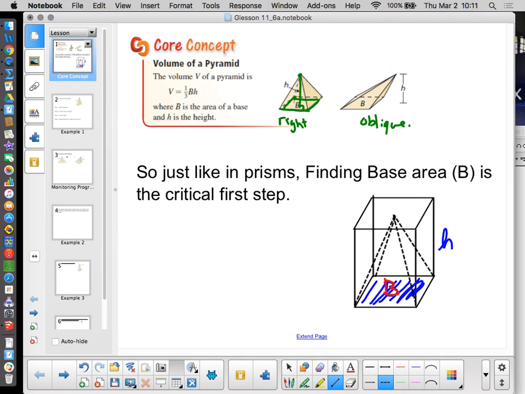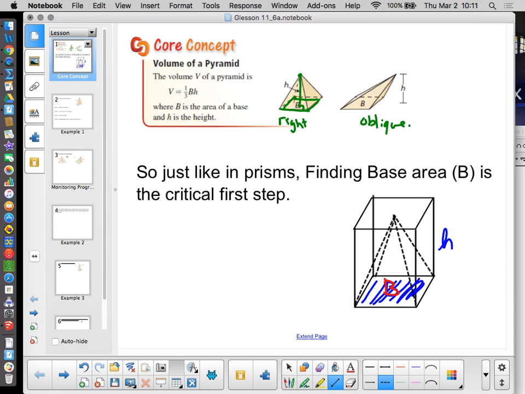okay, I've got the same height, I've got the same base area, but you can see most of that volume is gone. The pyramid doesn't contain half of the volume of the prism. It only contains a third, exactly 1/3. So my volume is going to be base area times height divided by 3, or 1/3 base times height.